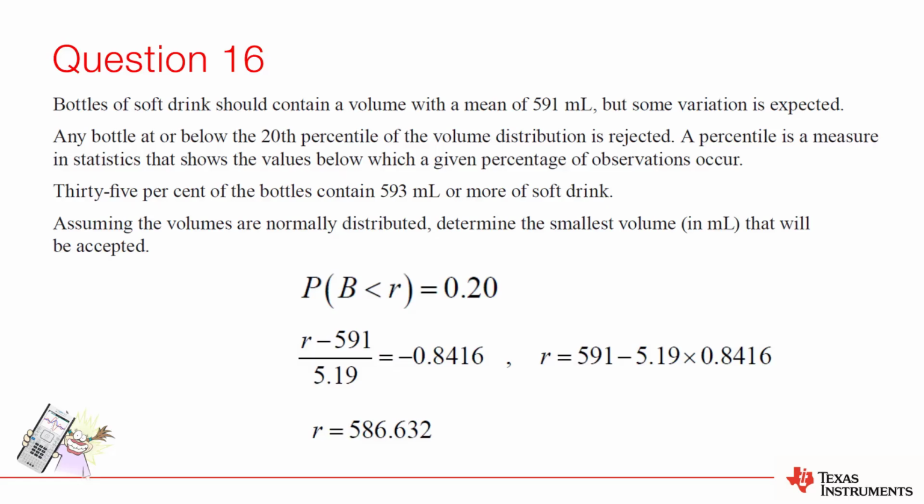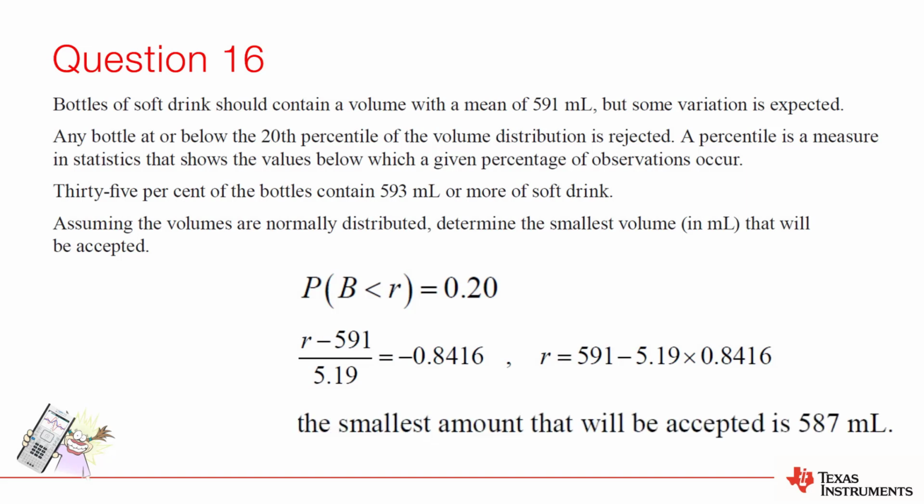Okay, so R equals 586. But I don't think that would be the answer. I think we're going to have to round that one up and say the smallest amount that would be accepted is 587 mils there. So round that one up to the nearest integer.